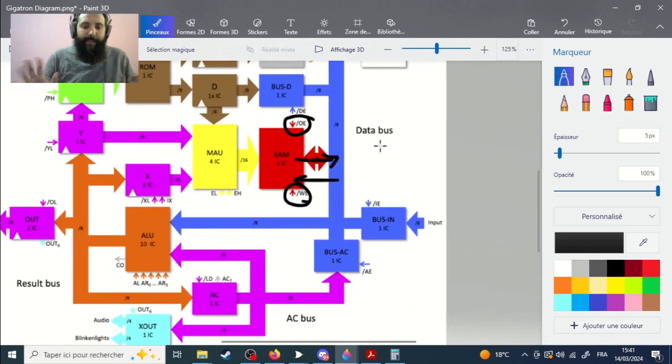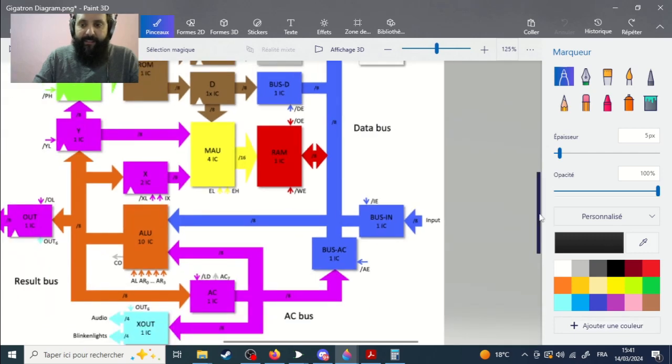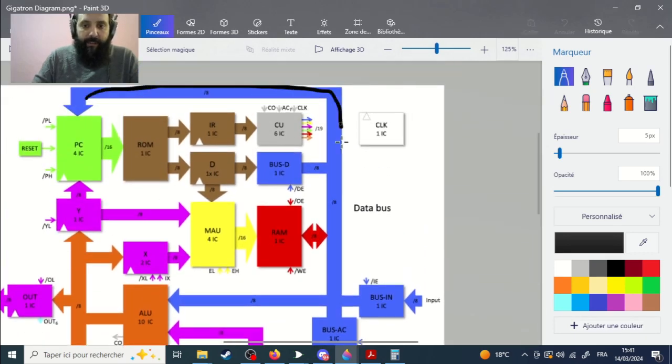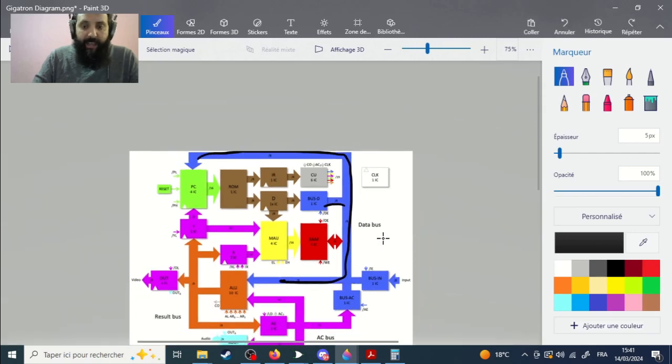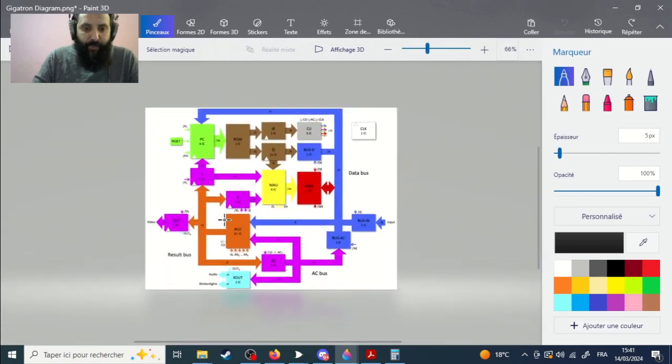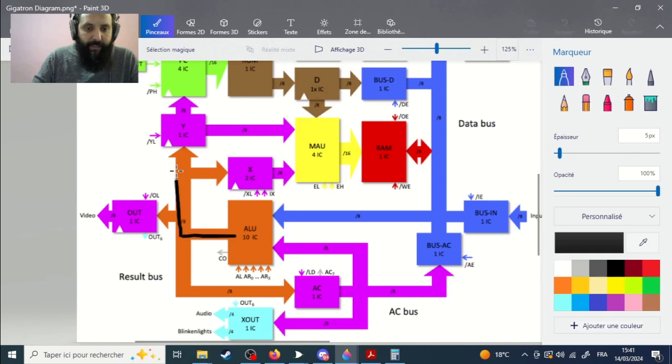We have two buses in this architecture. I will talk now about the importance of the bus. We have this bus, the data bus. This blue bus is the data bus. You can see it. It's very clear. And we have the second one, the result bus.